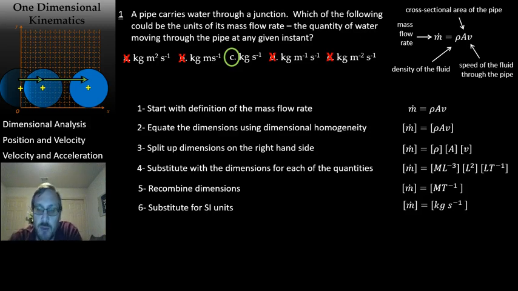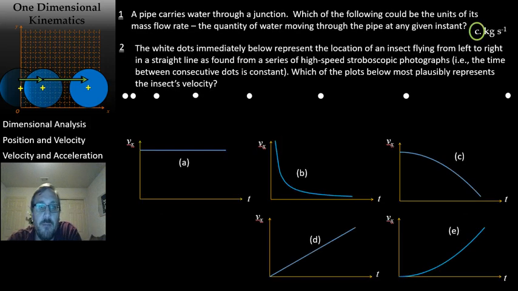Okay, let's see what happens when we go to the second problem. The second problem has these white dots, and the white dots immediately below represent the location of an insect. So that's an insect flying from left to right across your screen. There's a strobe going off at a regular interval, so the time between each one of these dots is the same amount of time.